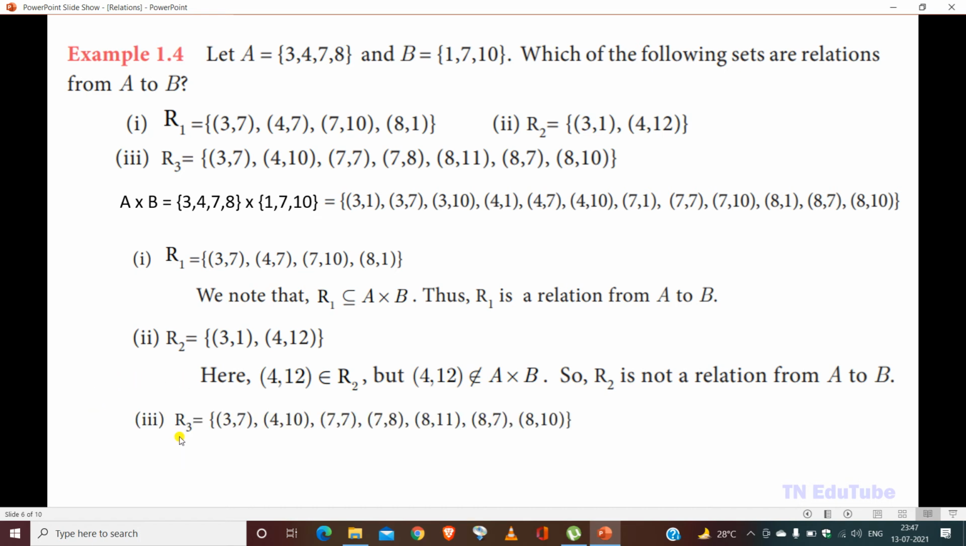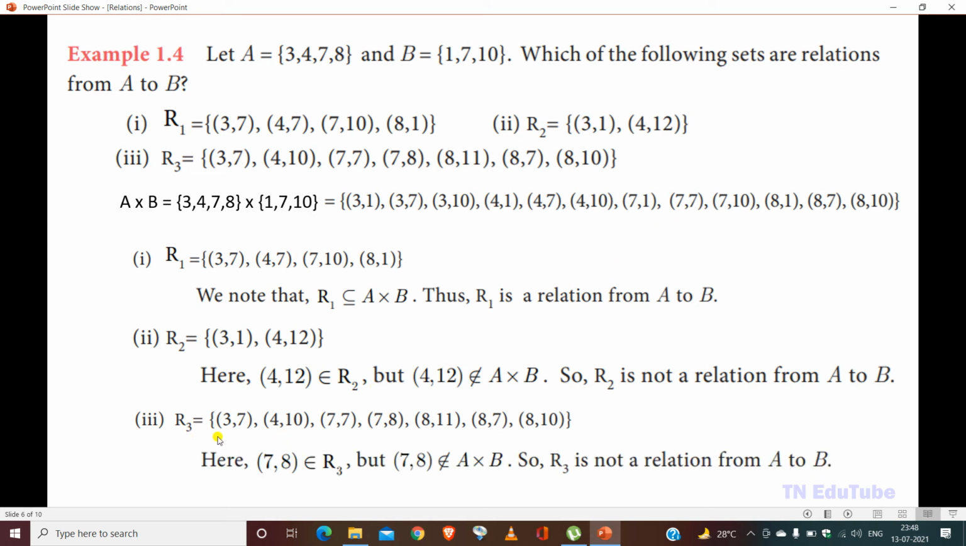Then the next question, R3 equal to (3,7), (4,10), (7,7), (7,8). Here also we can check. (3,7) is there. (4,10) is there. (7,7) is there. (7,8) is not there, isn't it? Therefore, (7,8) belongs to R3, but (7,8) does not belong to A cross B. So R3 is not a relation from A to B.